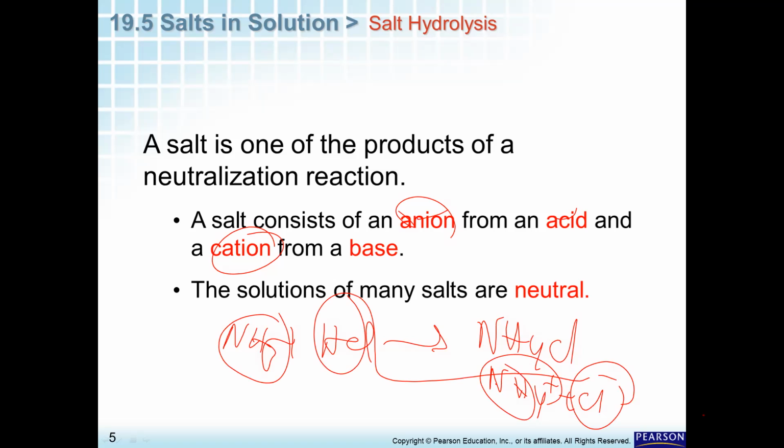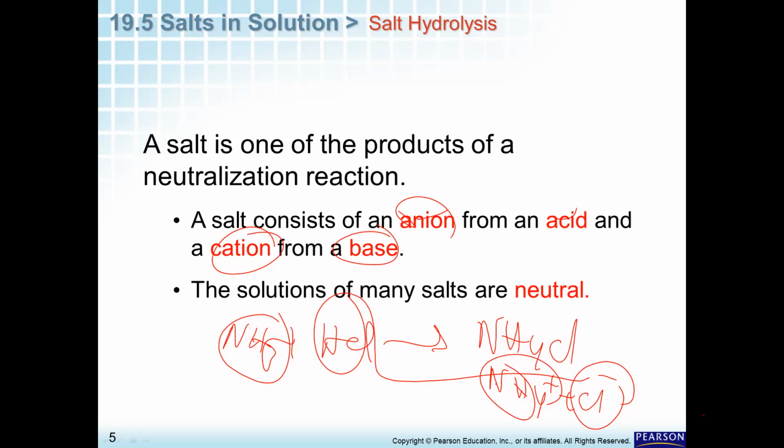a proton. Now, when donating a proton, it will become negative. That is why it is forming an anion. And the base, I'm sorry, is the one which is accepting a proton. Now, accepting a proton is going to make a cation. So that's why the cation is coming from a base and the anion is coming from the acid.